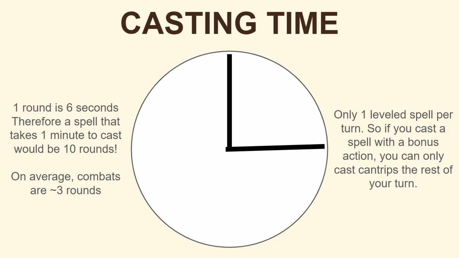You should also know that characters can only ever cast one leveled spell in a turn, so if a character casts a bonus action spell, they will be unable to cast any spell other than cantrips for the remainder of their turn.